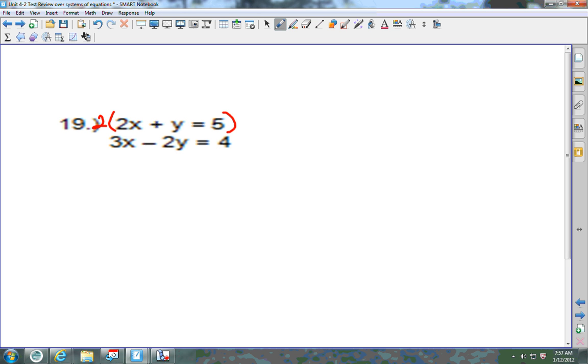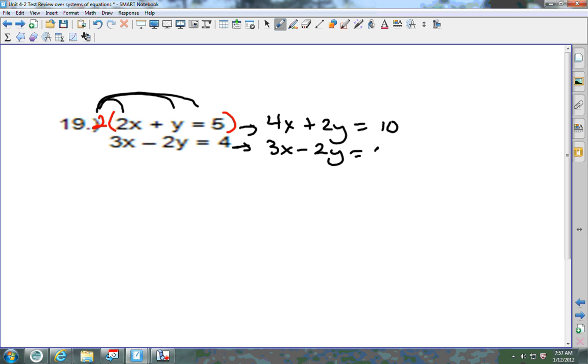So let's multiply the top equation by 2. If I rewrite this, I have 2 times x, which is 4x, 2 times y, plus 2y, 2 times 5, which equals 10. Rewrite the bottom equation, 3x minus 2y equals 4. Now I get 7x, because 4 plus 3 is 7. The y is 2 minus 2, which is 0, equals 10 plus 4, which is 14. Divide by 7. X equals 2.